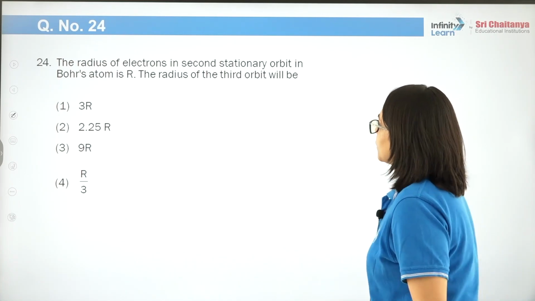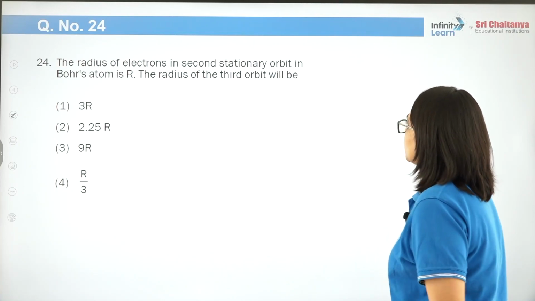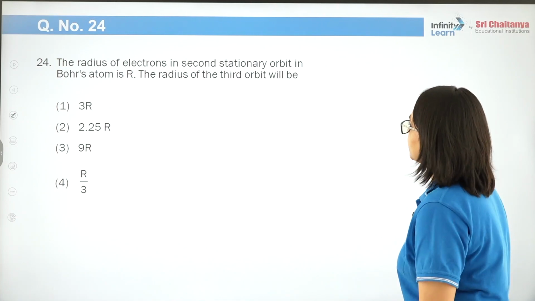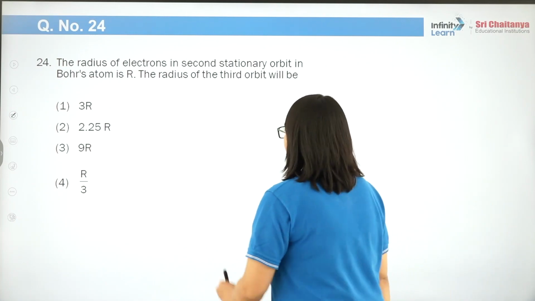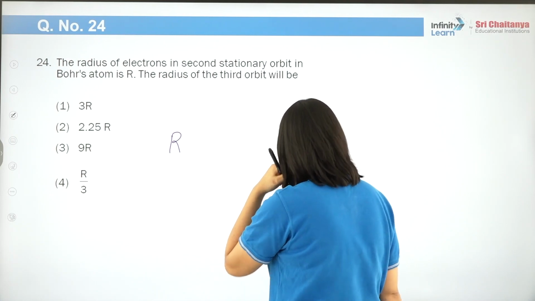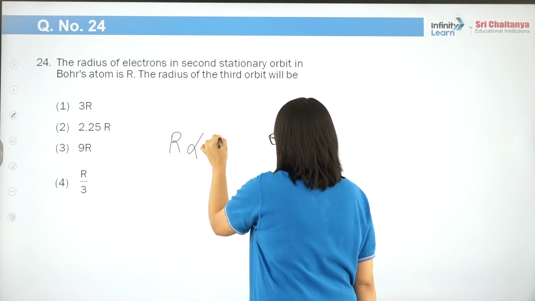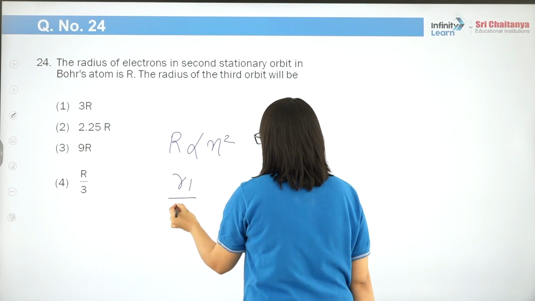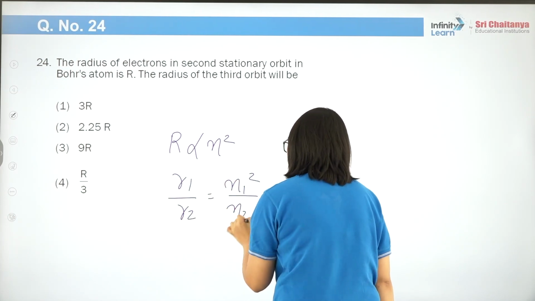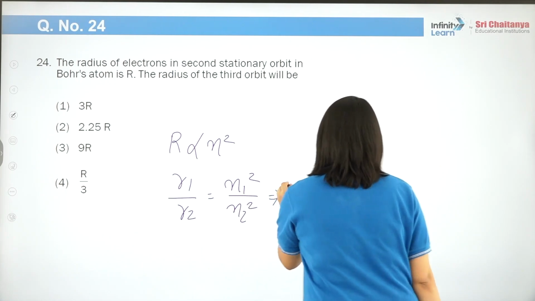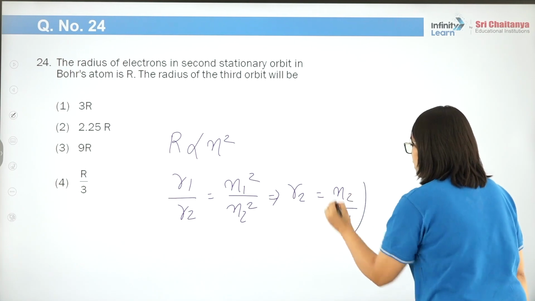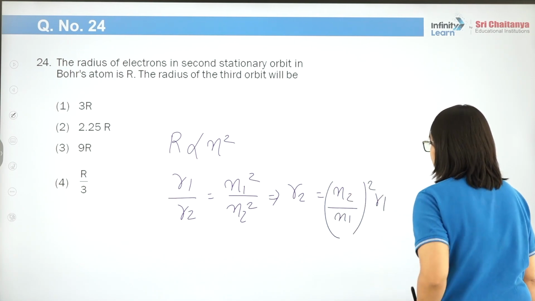Question number 24. The radius of the electron in the second stationary orbit in Bohr's atom is R. The radius of the third orbit will be. So radius over here is what? Directly proportional to n square. So r1 upon r2 will be n1 square upon n2 square. So r2 will be n2 upon n1 whole square into r1.